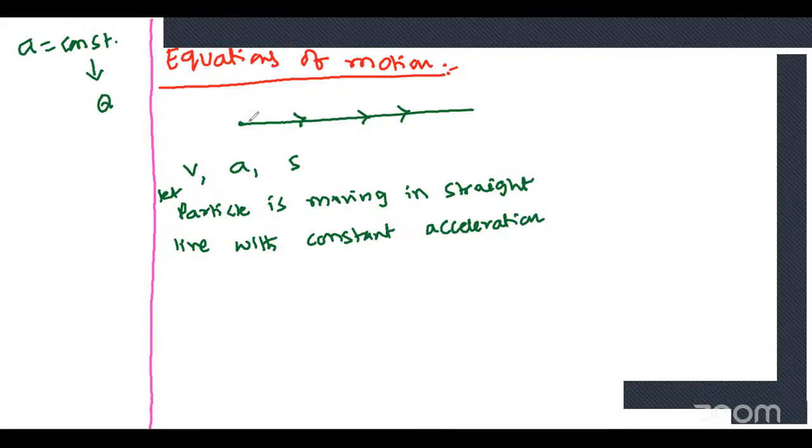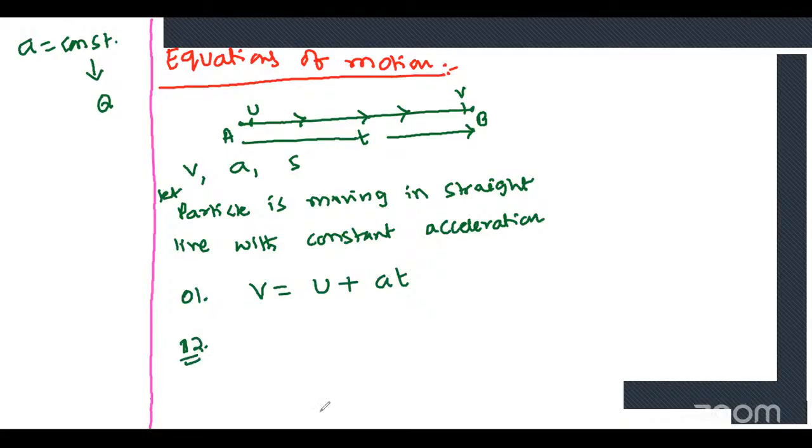Soon after the particle started, we have the initial velocity. Before reaching the final point, we have the final velocity. It takes a time t. So, the first equation of motion is v equal to u plus at. The second one is s equal to ut plus half at square.